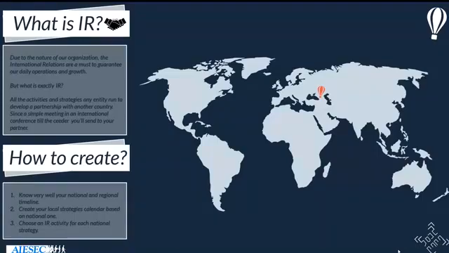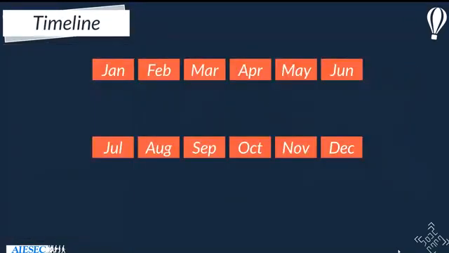Then, create your local strategies calendar based on the national one. For sure, you know that there are some national strategies, and you have to be aligned on your local level in order to be more strategically strong and have stronger local partners. And choose an IR activity for each national strategy. Yes, for sure, you need to align your national strategies with local strategies. So let's talk a little bit about timeline.